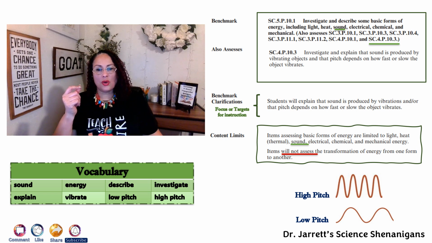I also have seen when I've given the students a test in my classroom on energy, and the students will actually draw squiggle lines, and I'll see a little witch's hat and a little ghost, and the students will label high pitch and low pitch. And so that's why this is one of my favorite benchmarks.